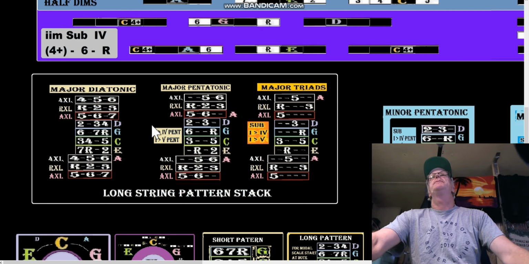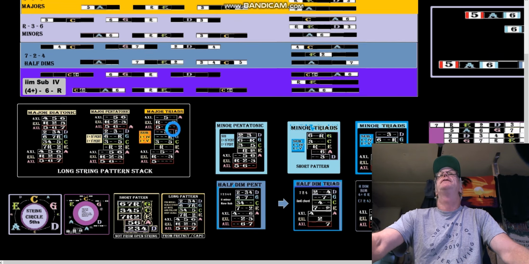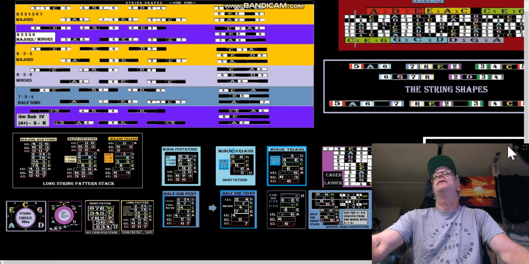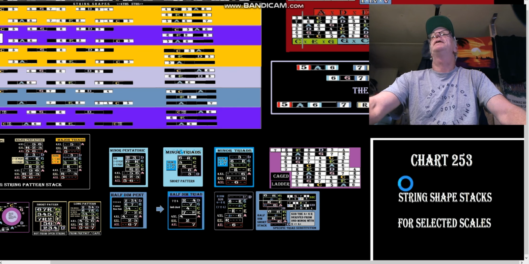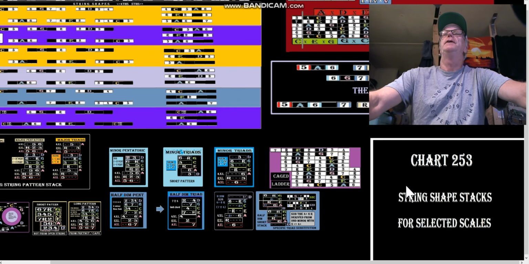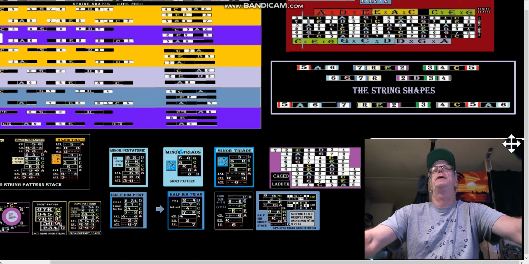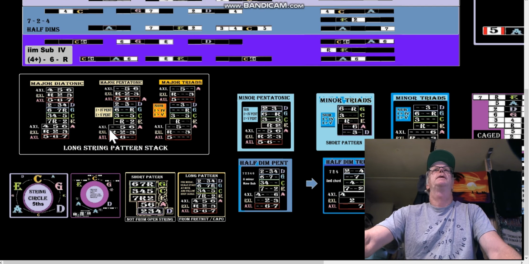So the purpose of this chart that I made, which is chart 253. Chart 253 here just has a general title: string shaped stacks for selected scales. Okay, what does that mean? Well, here's the string shaped long string pattern stack.